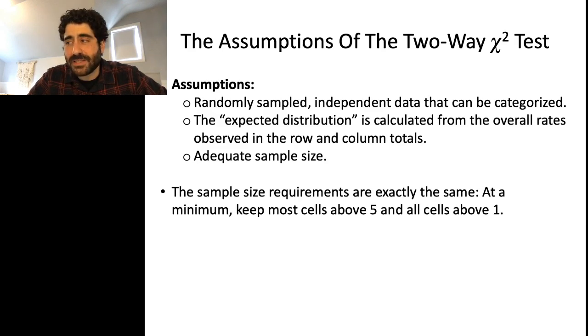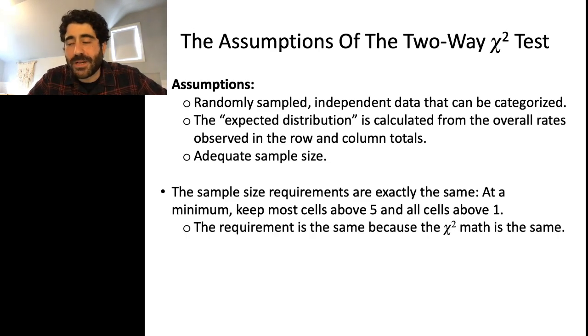The requirement is basically the same as for the two-way test, that we want to have at least one observation in every cell, and ideally more than 5 per cell. The requirement is the same because we're running the same test as in the one-way test. The degrees of freedom are just different here.